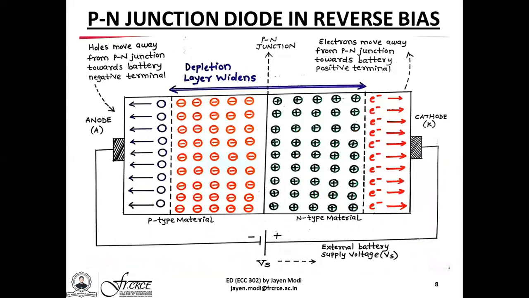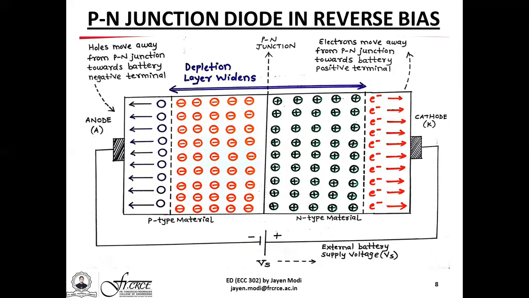Similarly, for the reverse bias mode of operation, when the battery supply voltage terminals are completely reversed, you now have attraction. Holes are now attracted towards the anode because it is supplied with a negative terminal, whereas electrons are now attracted towards the cathode because it is supplied with a positive terminal. The entire depletion layer width widens because of this reverse bias.